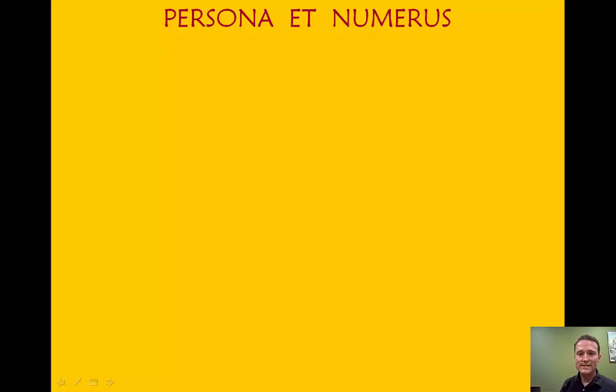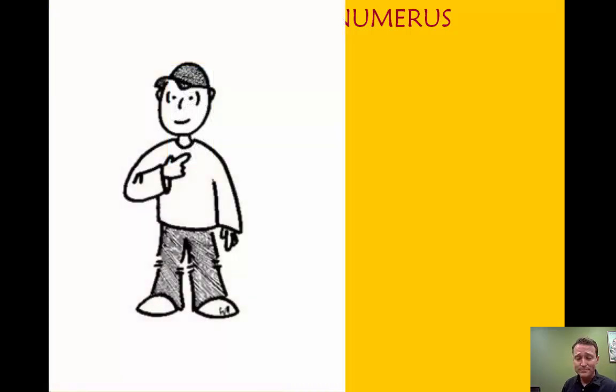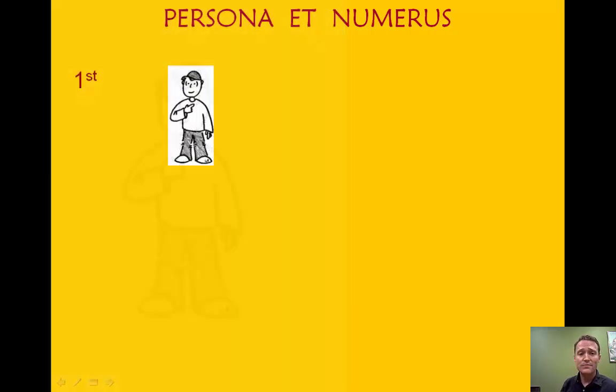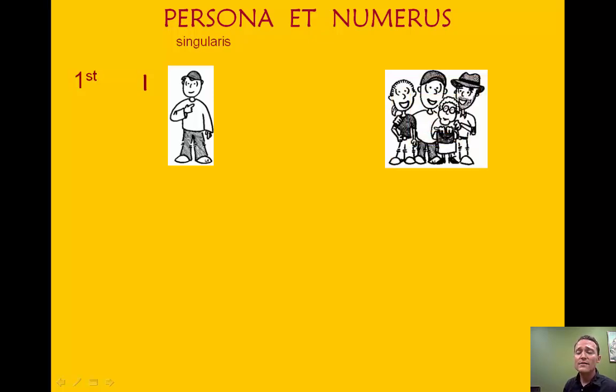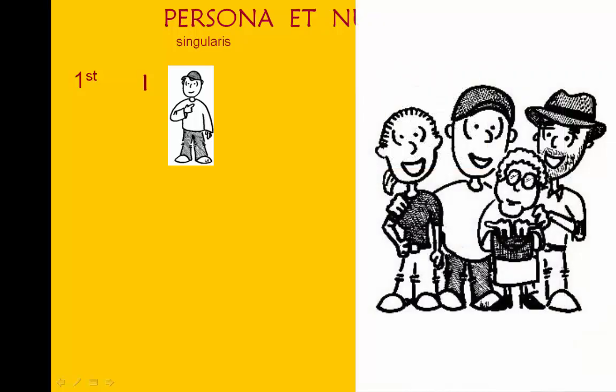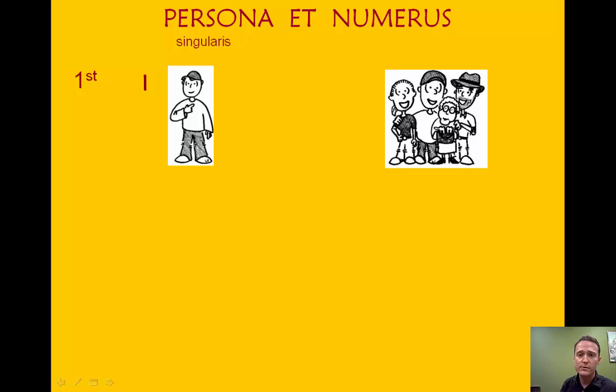Persona et numerus, person and number. So we're going to start with ourselves. If I'm talking about me, and I am the only one I'm talking about, then that is first person. And if I'm the only one, then it's first person singular. We represent that in English with the pronoun I. So I speak for myself. But if I am speaking on behalf of a larger group, or if I'm speaking with a larger group and we're speaking as all together, then that is first person plural. We represent that in English with the pronoun we. So we have I, which is singular, and we, which is plural.